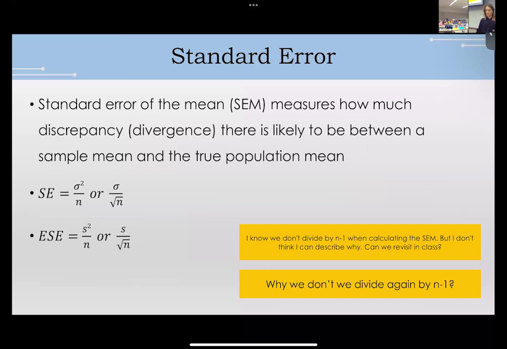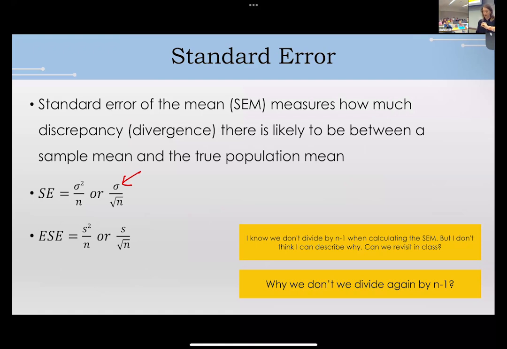Yes. The reason we don't divide by n-1 is because we already did. Right? So if we know the population, right, we don't need to divide by n-1 because we know the actual population variance and standard deviation.